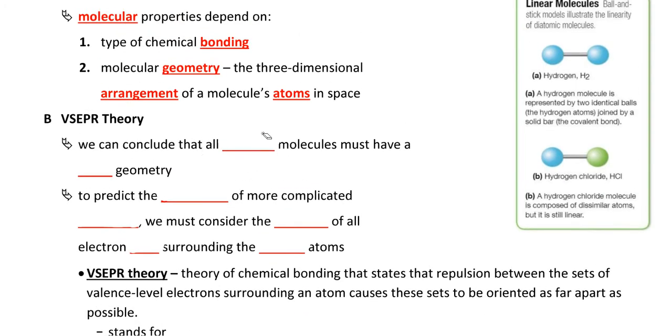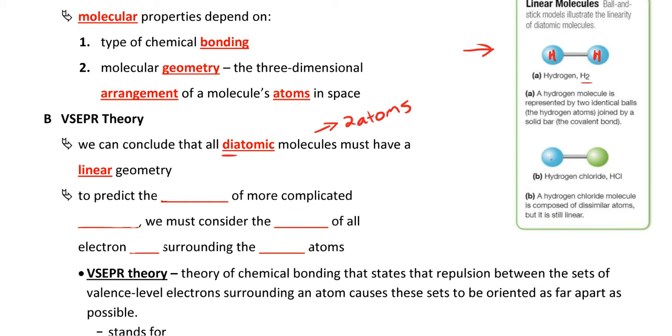So one thing that we can conclude is that all diatomic molecules must have linear geometry. So diatomic, remember the prefix di means two, so diatomic molecules are molecules that have two atoms. So all molecules that are made up of just two atoms are going to have what is called linear geometry. They'll just be in a straight line. There's a couple examples here. We have hydrogen gas, that's H2, so there's a hydrogen atom right here and a hydrogen atom right here, and they just have linear geometry, basically just a straight line from one atom to the other.